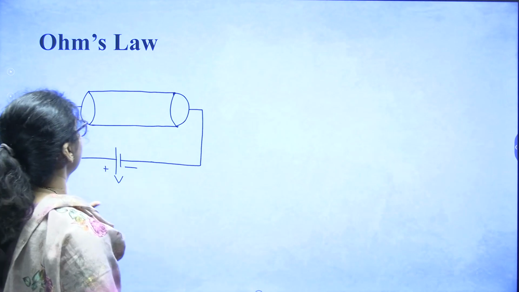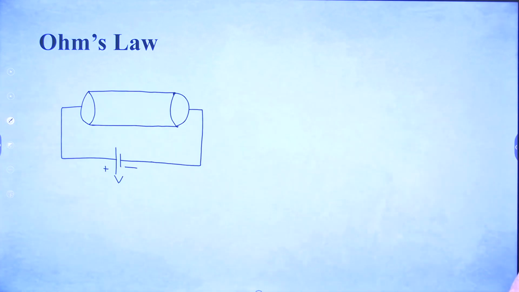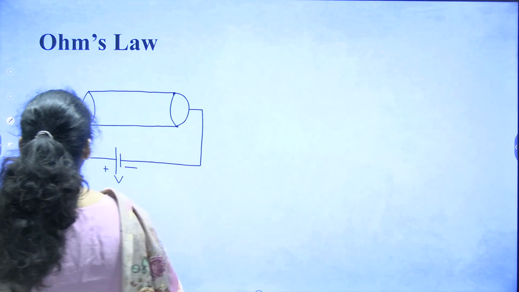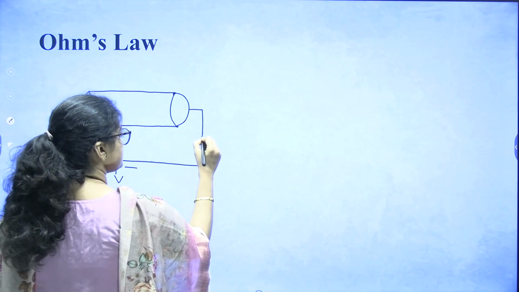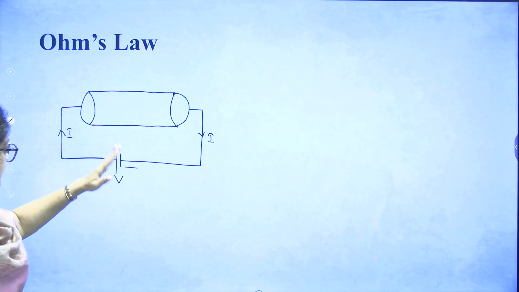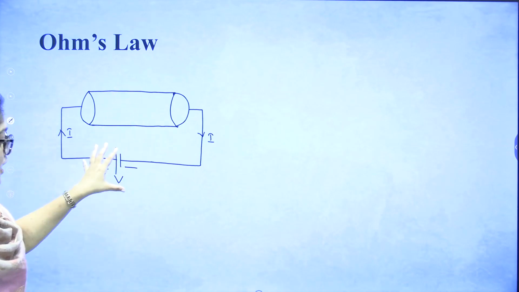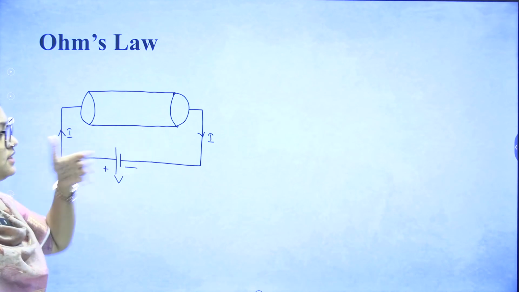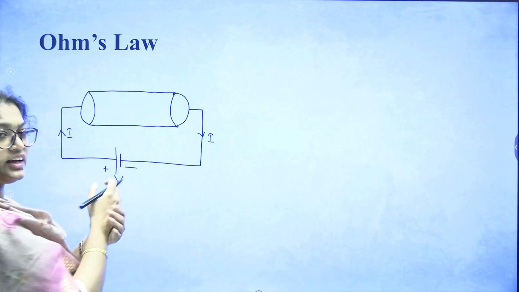To this conductor, I have connected a battery source. After connecting the battery, the current will be generated. This is the current I, which flows in this conductor. Clear?